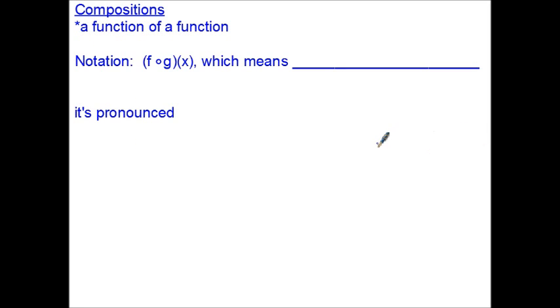Okay, moving on to compositions now. Composition is just a function of a function, and the notation is going to look like this. It looks like we're trying to say the word fog or something like that, but this is an f, a tiny little circle, and then a g. Let's pronounce it properly: this notation means f of g of x. It's pronounced just as how I said it: f, and I'm going to leave a big space there, of g of x.